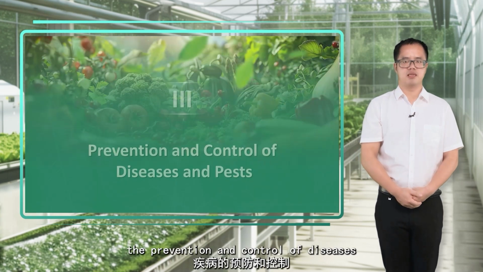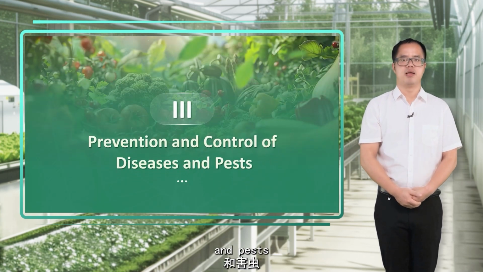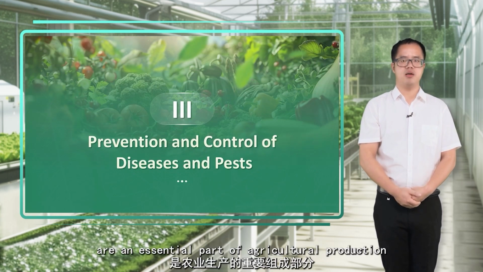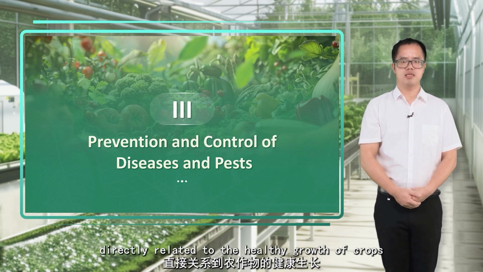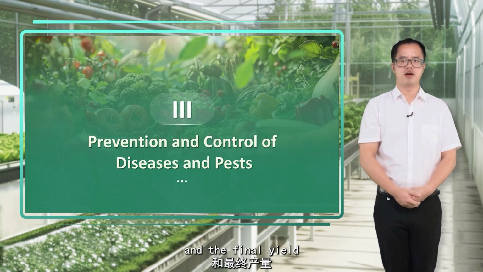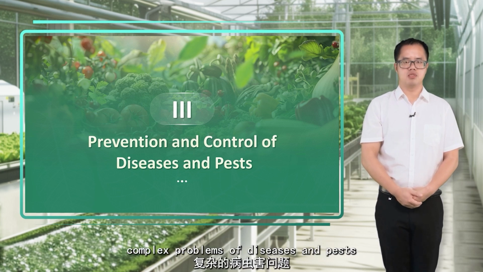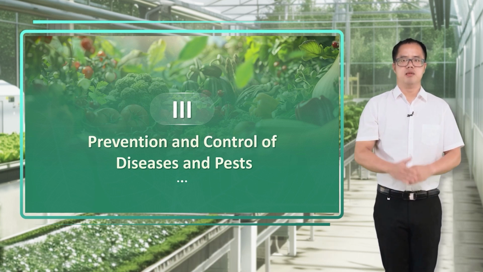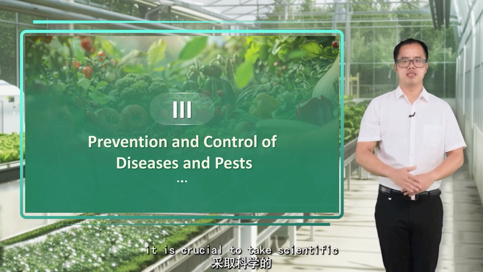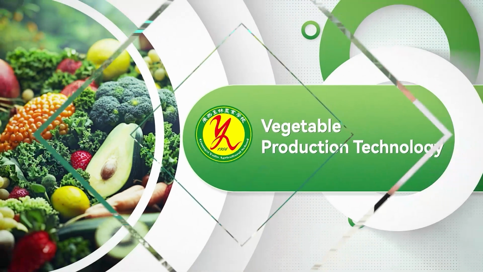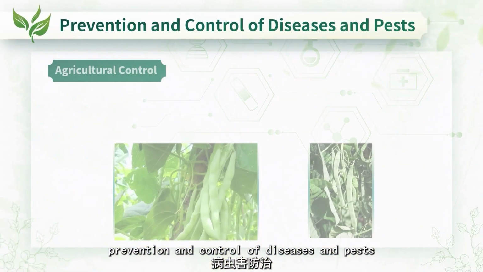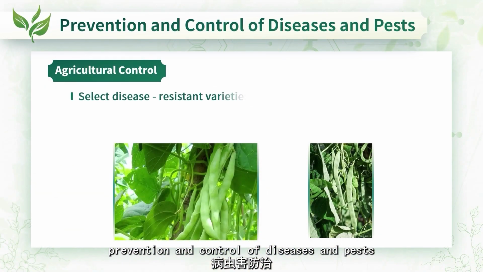The prevention and control of diseases and pests are an essential part of agricultural production, directly related to the healthy growth of crops and the final yield. In the face of increasingly complex problems of diseases and pests, it is crucial to take scientific and effective prevention and control measures. Prevention and control of diseases and pests.